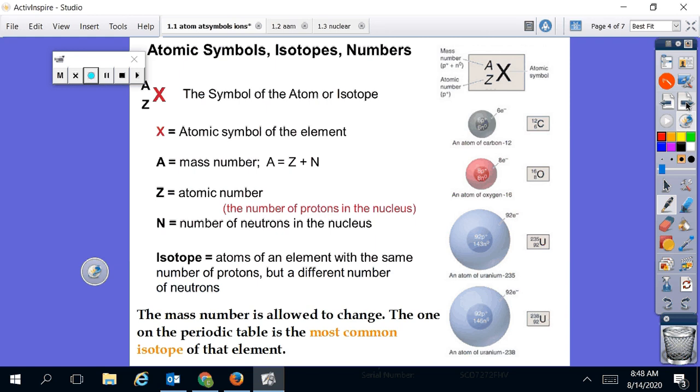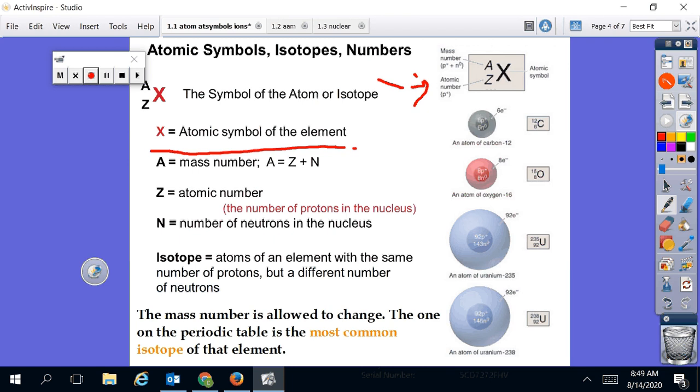Okay, now that we know the general structure of the atom, we're going to learn to write atomic symbols. It's just a way of writing and being able to know about the atom, or what's called an isotope. Let me first talk about an atom and the way we're going to write the symbol. If you look up here in the top right corner, this is how we write the atomic symbol of an element or an atom. The big X stands for the atomic symbol of the element. So for example, C is for carbon.